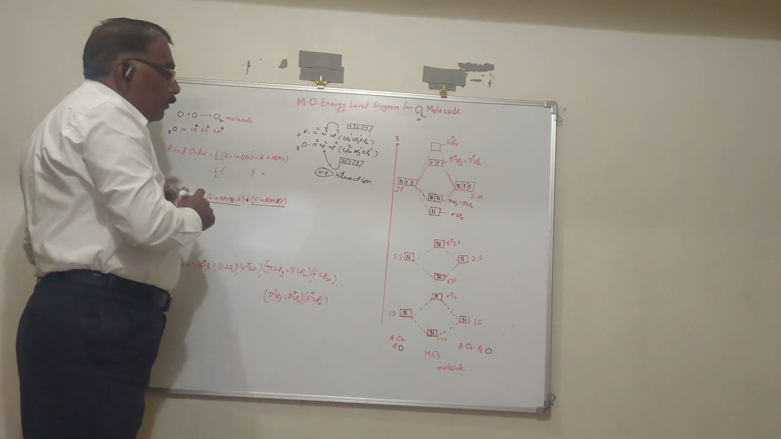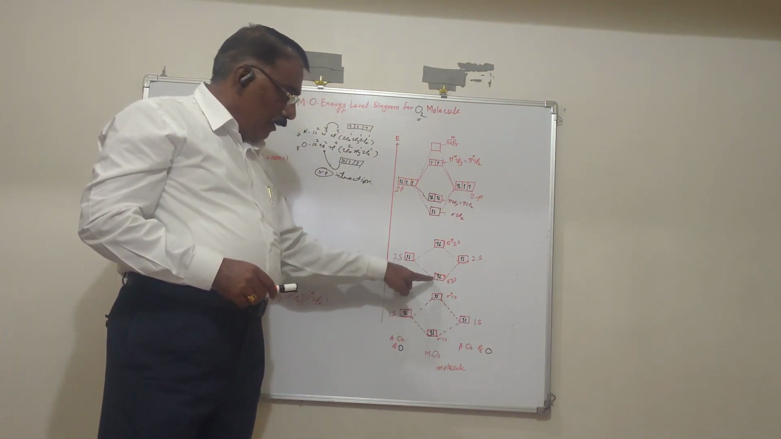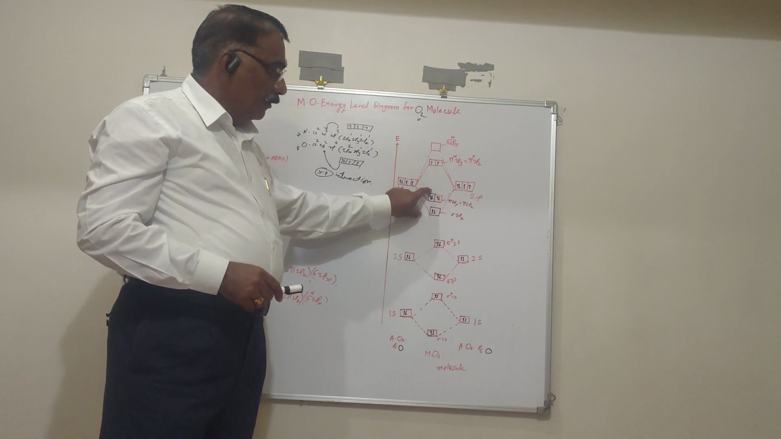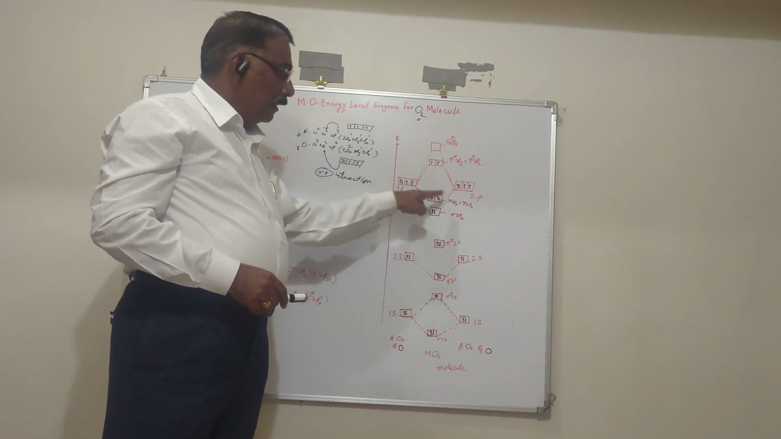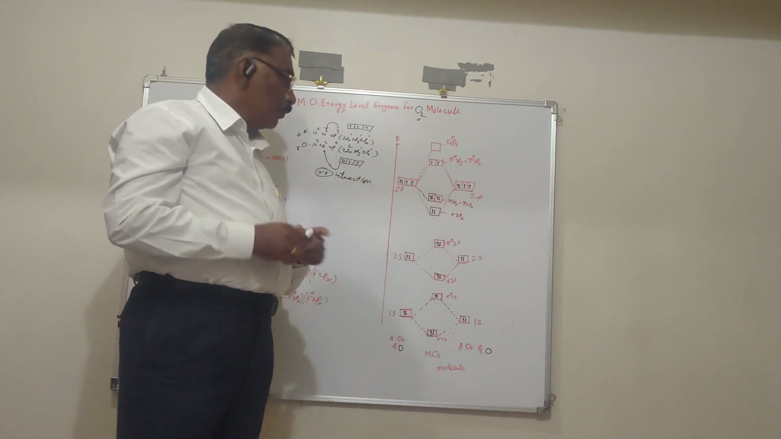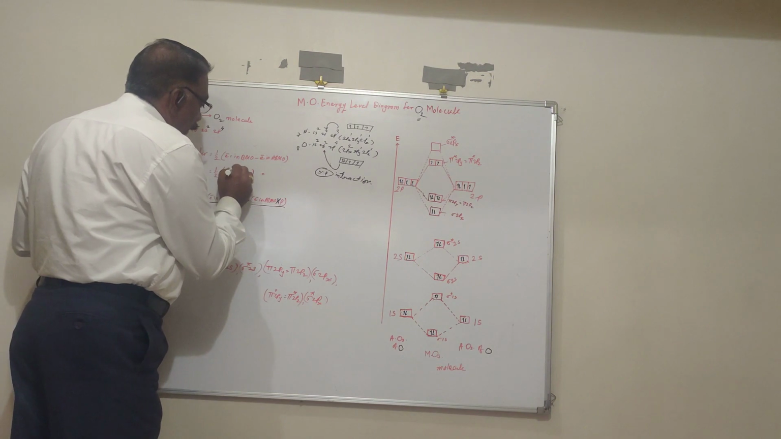Now calculate the electrons in BMO. See here, it is the BMO, it is the BMO, it is the BMO. So how many electrons? 2 plus 2 and plus here there are 6 electrons. So in total there are 10 electrons in BMO.